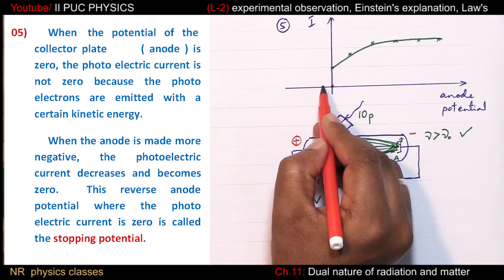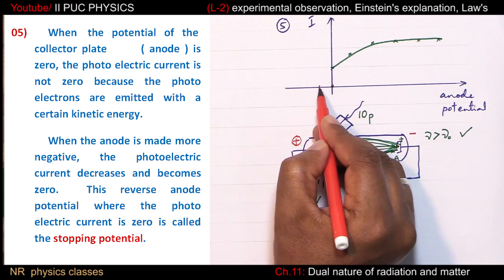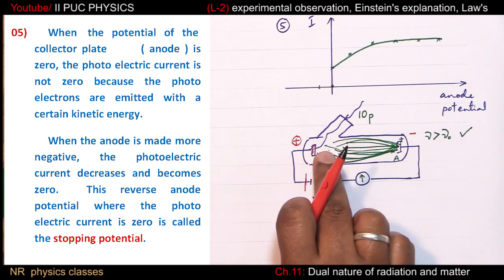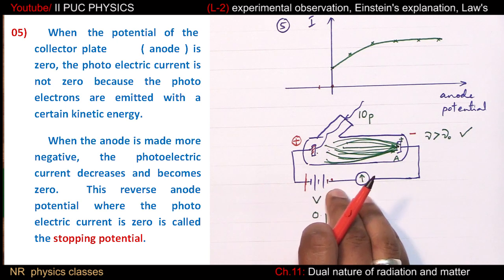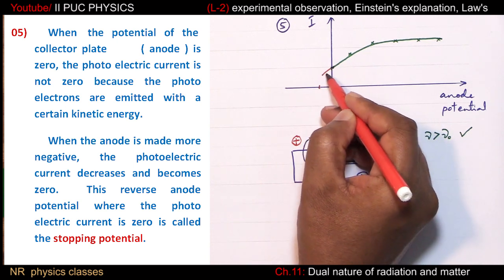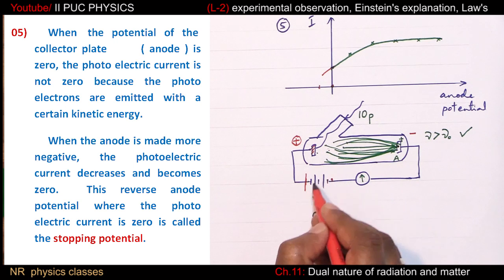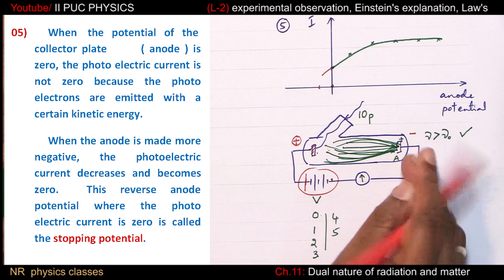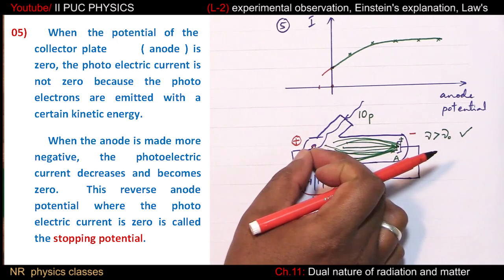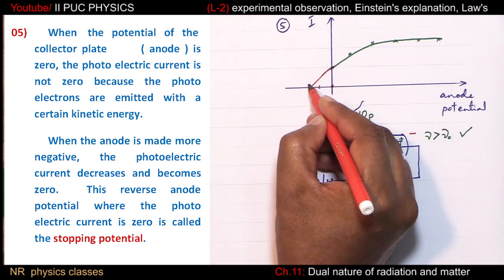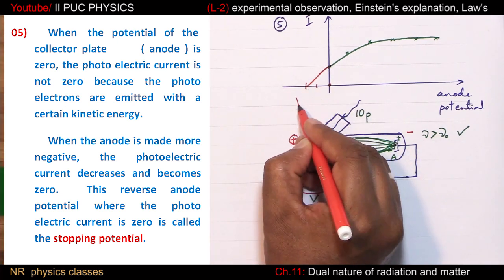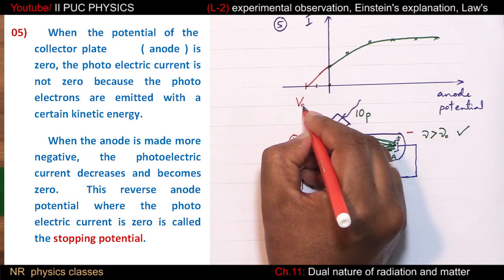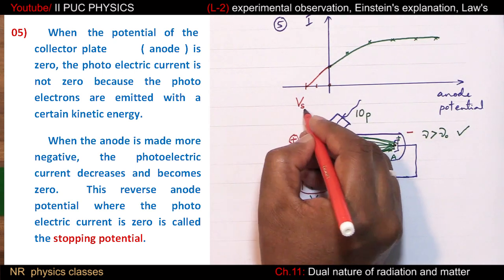If voltage is reversed, then this positive will be holding these electrons back. So number of electrons reaching the anode decreases. Suppose this voltage is further increased, reverse voltage is increased. So this potential difference can hold all the electrons back, means current becomes 0. So the reverse voltage where photoelectric current becomes 0 is called stopping potential, denoted by Vs.